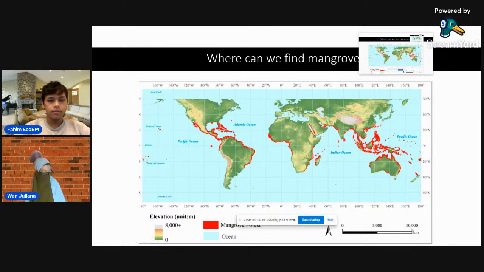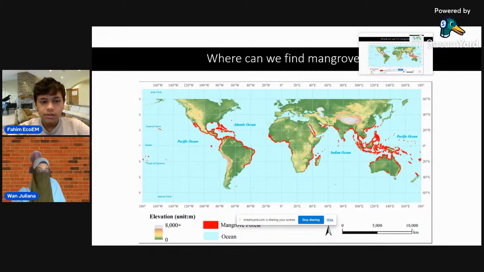Okay, next, I have another question. Which country has the largest mangrove forest in the world? You may take a guess. From this map, which country would you pick? It looks like one of the Southeast Asian countries. I think you're right. It's either Indonesia or Australia.